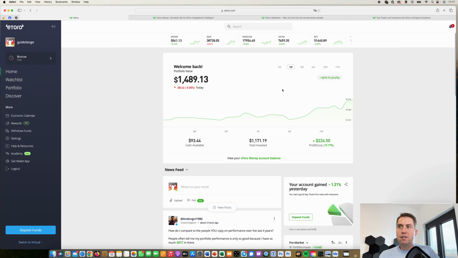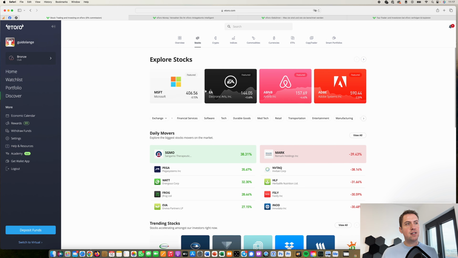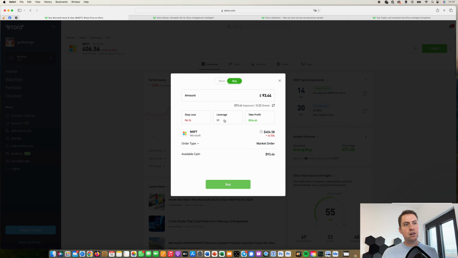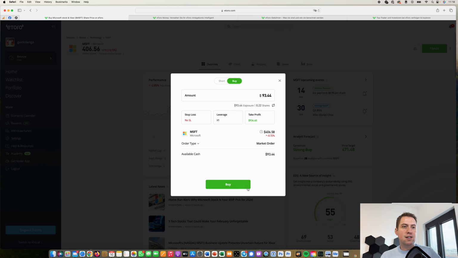Once you have funds in your account, you can start trading, and therefore you can click on Discover, and then you can choose what you want to trade. You can choose stocks, and there you are actually buying real stocks. However, you can also trade with leverage. Leverage basically means if you had $100, with 2x leverage you can buy stocks worth $200, or here 10x leverage. However, I would always recommend using no leverage, and then you can basically buy it. And that's it.